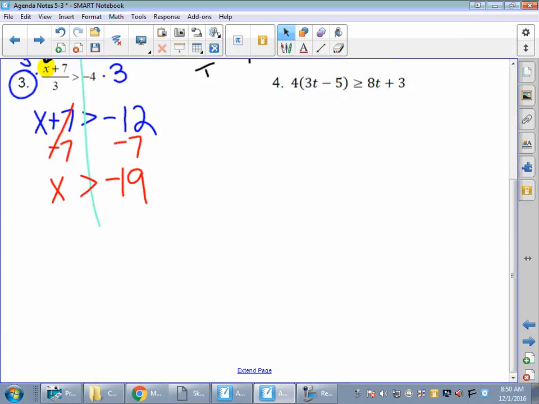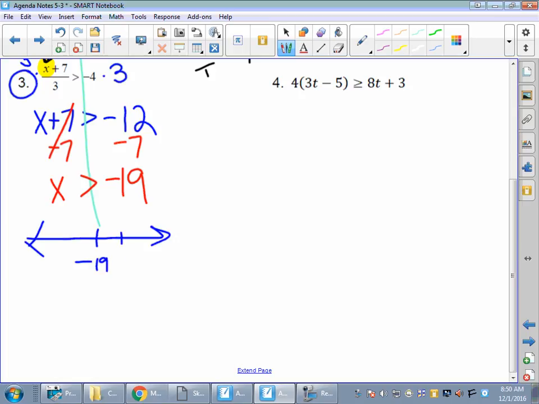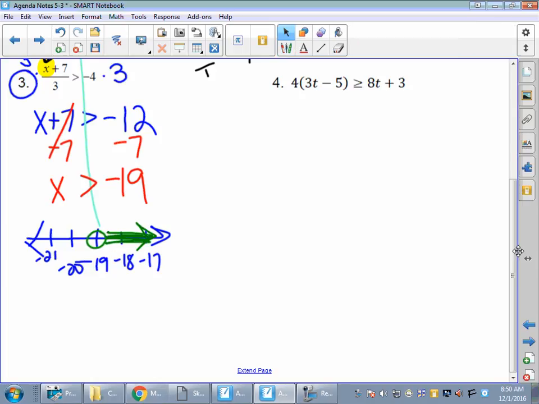And of course, if we're going to sketch that on a number line, I'm going to put a negative 19, a negative 18. Negative 19, open or a closed circle? And which way should my arrow go? Open and going to the right because it's greater than.